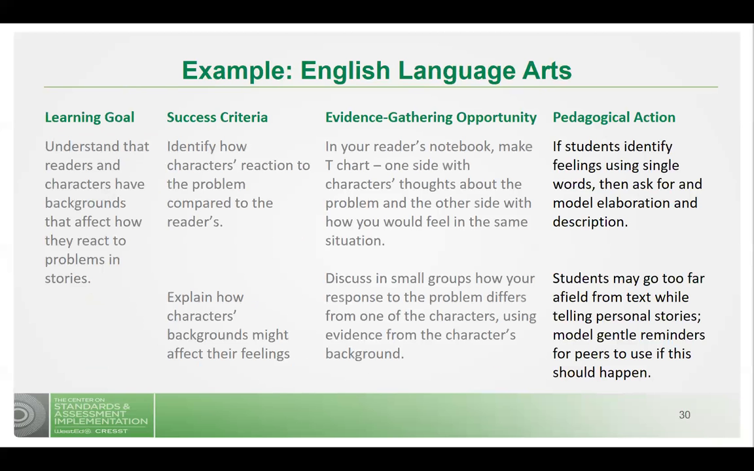So, if our third graders identify their feelings using a single word, which a teacher might predict of her students, then she should be prepared to model elaboration and to provide prompts for students to encourage each other. And it may be that our third grade students get a little wrapped up in telling their own personal stories rather than sticking to textual evidence. In this case, the teacher might again provide gentle modeling for how students can remind each other to use textual evidence.